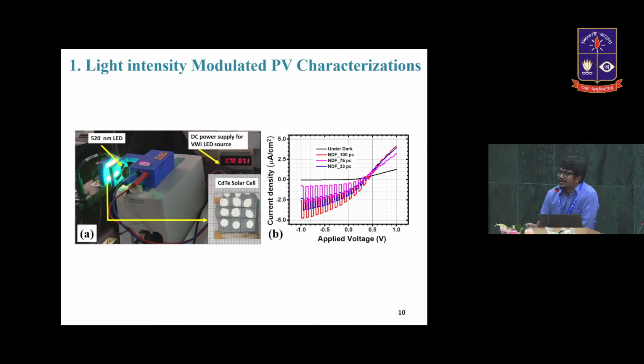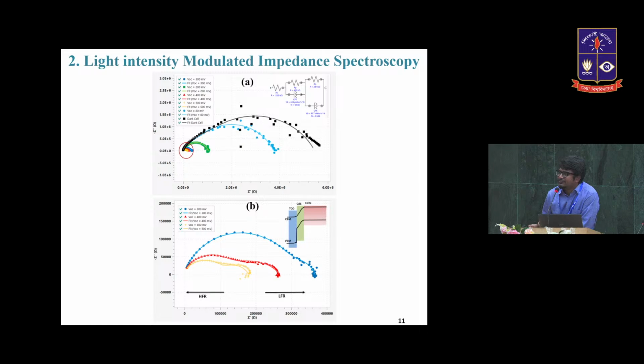We have also done light intensity modulated impedance spectroscopy. From the cadmium telluride solar cell, we have conducted this experiment as well, the electrochemical impedance spectroscopy. From this type of data, we can get an equivalent circuit. From the low frequency region data, we can find out how the interface of cadmium sulfide and cadmium telluride is behaving. So we can get a qualitative measurement of the interface from this type of data.